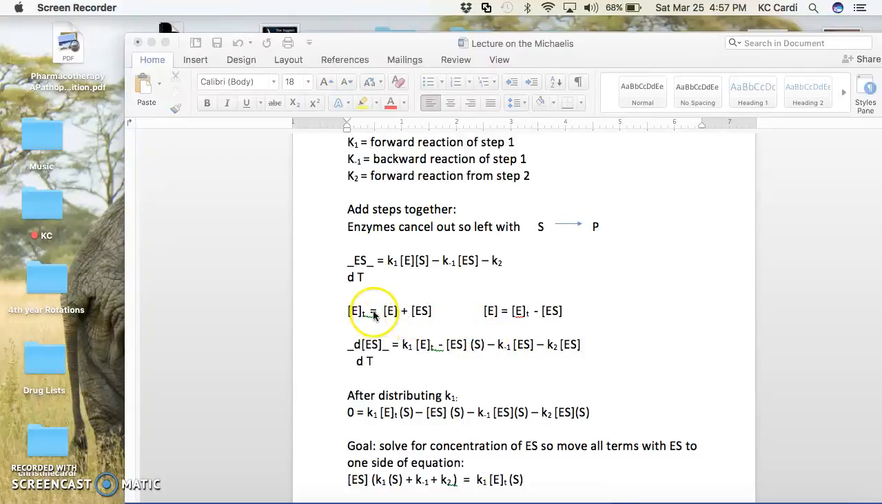And ET represents the total concentration of enzyme, and ET must then equal the concentration of E, the unbounded enzyme, plus the concentration of ES, the bounded enzyme. So we subtract ES from both sides, and we solve for E. So now we substitute ET minus ES to get our previous equation for E, which is here.